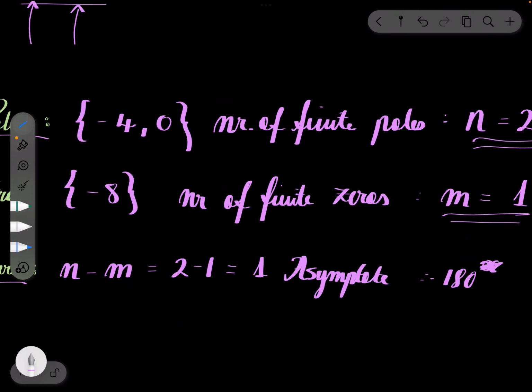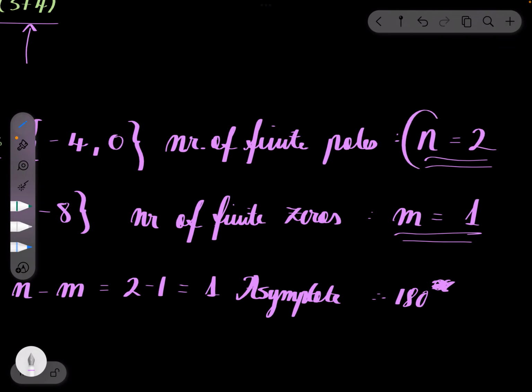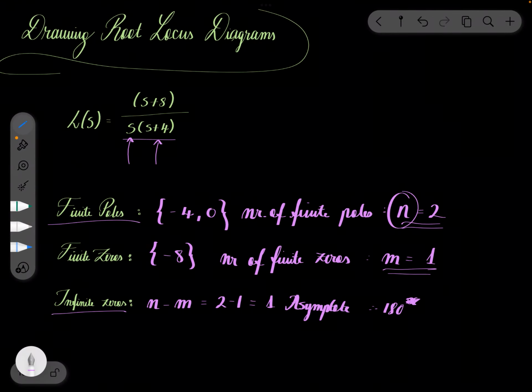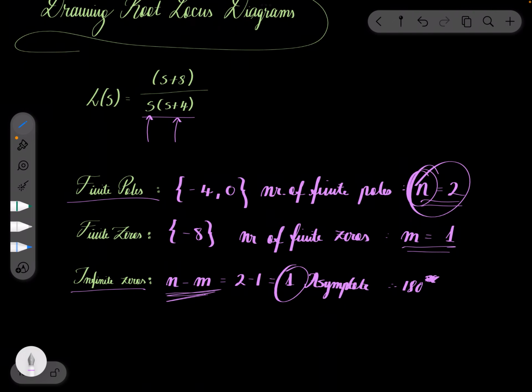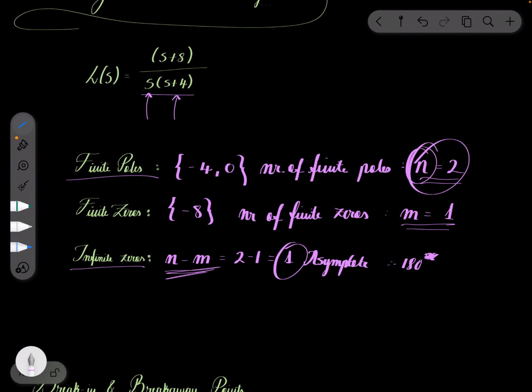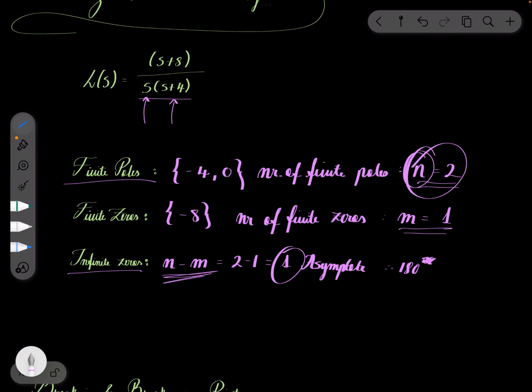Okay, so what does this value of n tell us? The value of n tells us the number of branches, out of which n minus m will end at infinity. So we're going to have 2 branches to draw, out of which 1 will be ending at infinity. You'll see this in our diagrams.